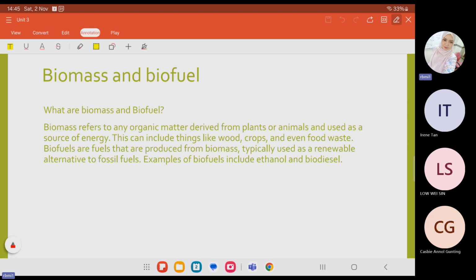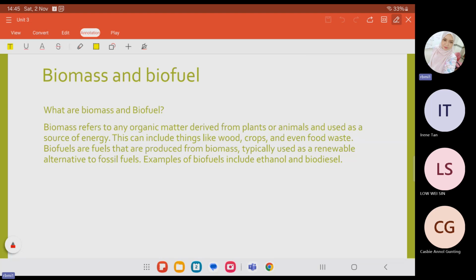They refer to organic matter derived from plants and animals that is used as a source of energy, and can include things like wood, crops, and even food waste. And biofuels are fuels produced from biomass, typically used as a renewable alternative to fossil fuels. For example, we have ethanol and biodiesel.